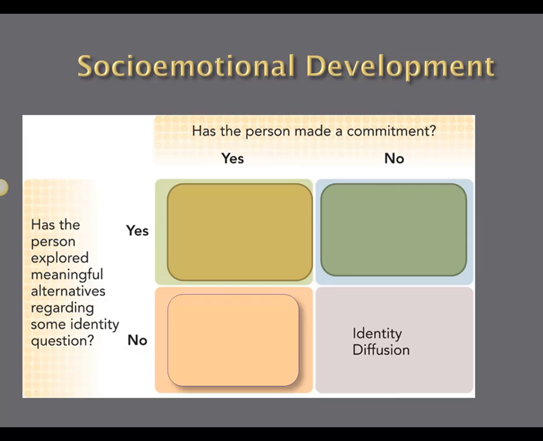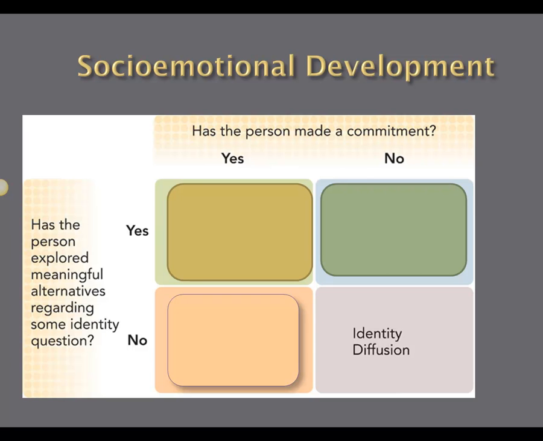The first one is, has the person explored meaningful alternatives regarding some identity question? Now, that identity question is, in our example, what's your major? The other continuum is, has the person made a commitment? And by commitment, I mean how many resources are you giving to what you've explored? So, for example, if somebody has zero commitment and they haven't explored at all, they're in the period of time we call identity diffusion. And identity diffusion is where an individual isn't really looking and hasn't started to give any time, money, effort, attention, or anything towards any one perspective.